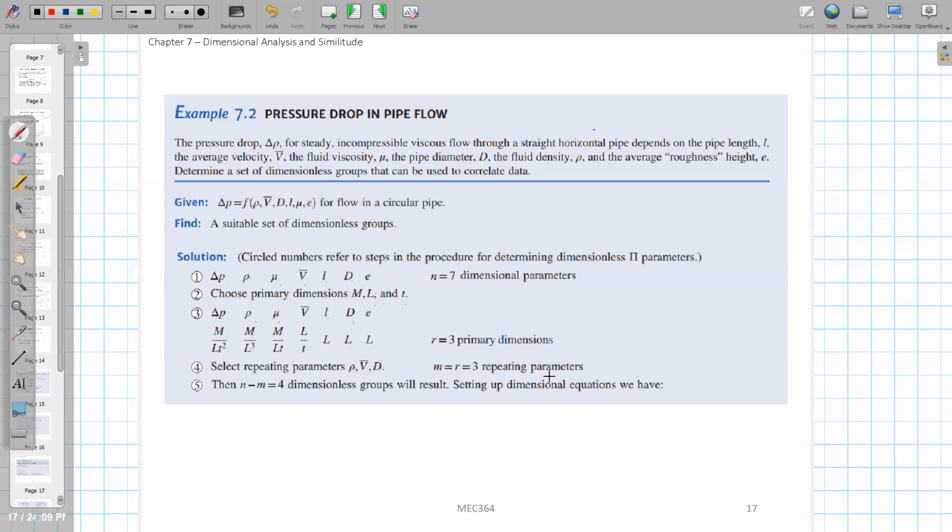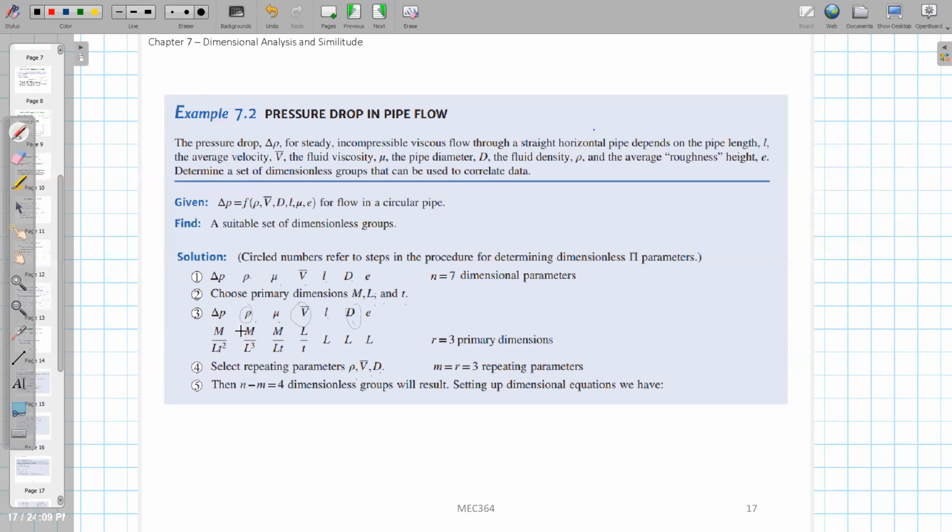And why do we call them repeating parameters? Because these 3 parameters will be shown in all of pi 1, pi 2, pi 3, pi 4. So that's why we call them repeating parameters. And here we still choose rho, V, and D. Okay, so what's the other thing left? Rho, V, and D, right?